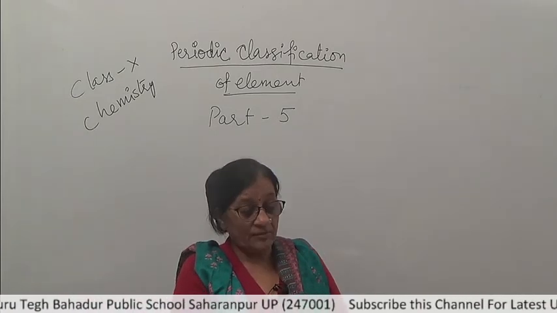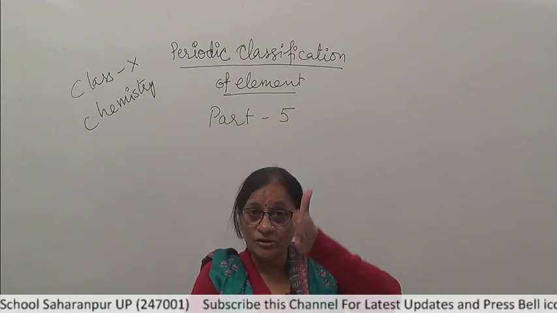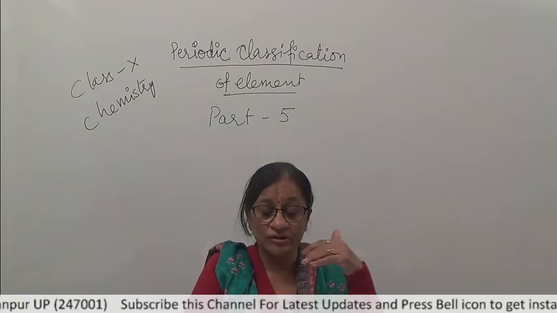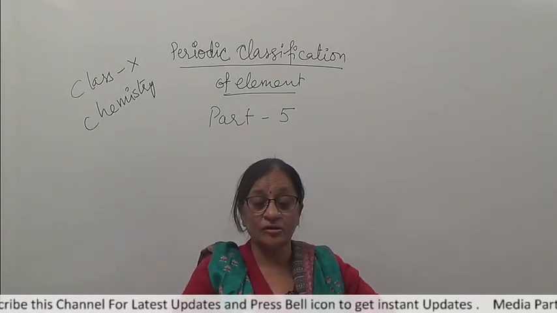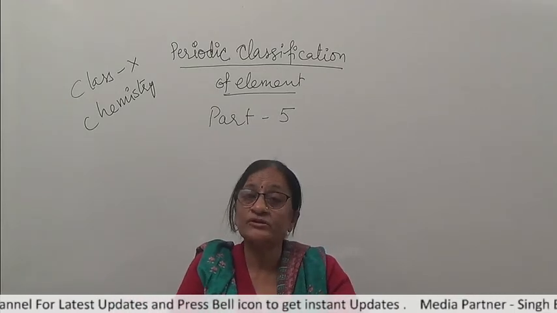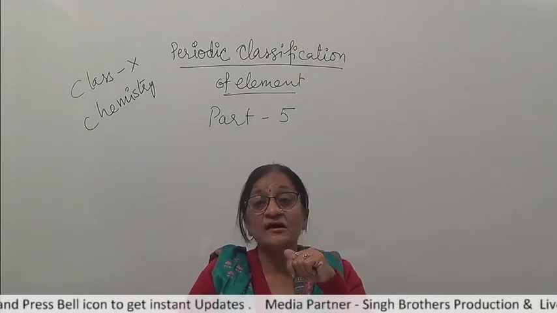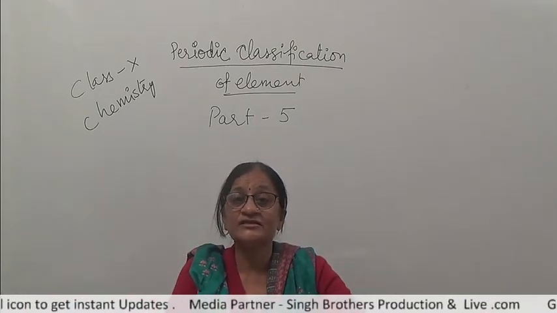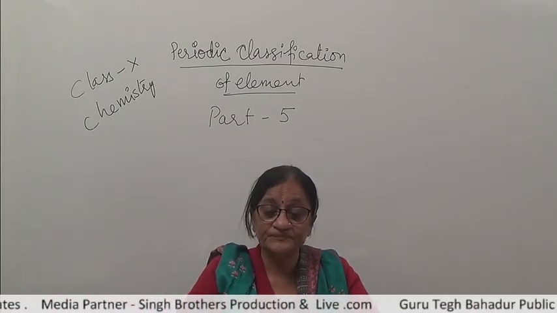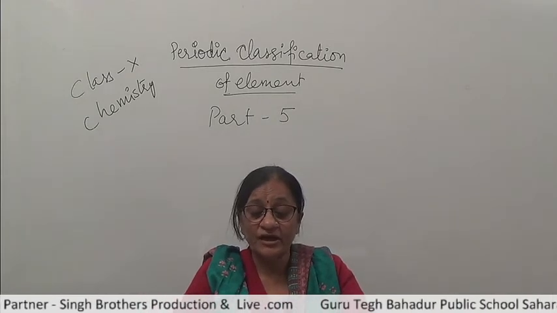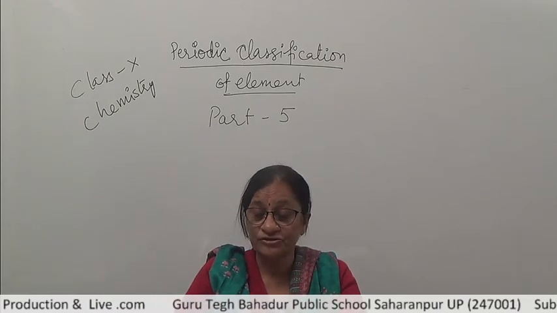Now we will talk about the periods. These are the horizontal rows, and these are called the periods. So there are 7 periods. The horizontal rows in which elements are arranged in increasing order of atomic number are called periods. The elements of a period have different atomic numbers and different numbers of valence electrons.